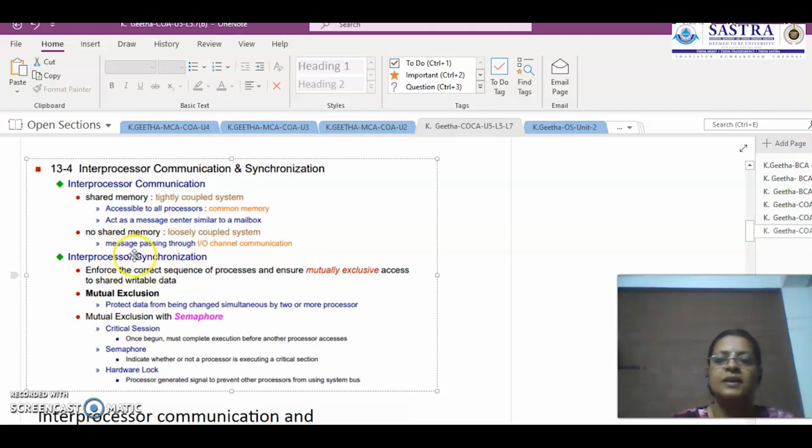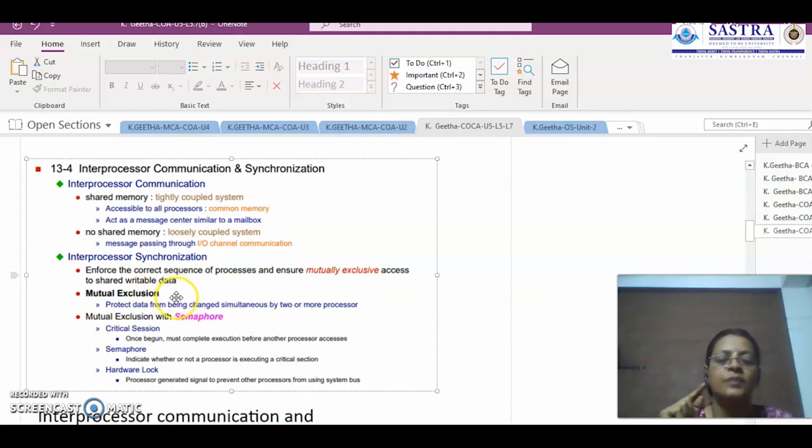And with respect to synchronization, we have to ensure that mutually exclusive access is available. By mutual exclusion we are able to protect the data, because at any point of time only one processor is allowed to update the data. If more than one processor makes an attempt to change the data, it is going to end up in chaos. So that should not happen. So mutual exclusion has to be ensured.